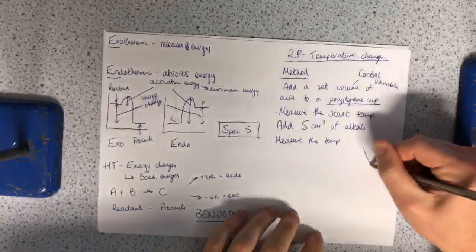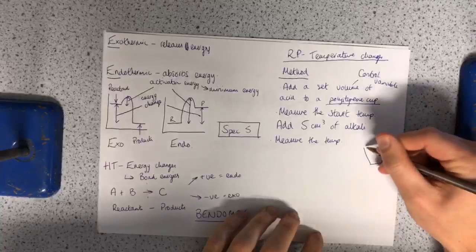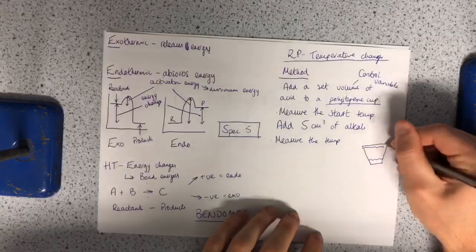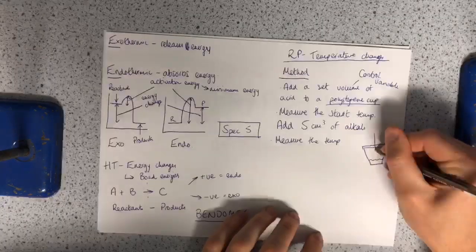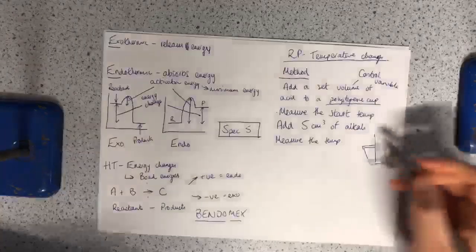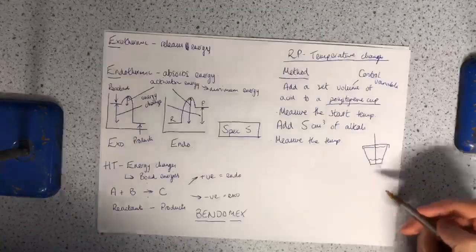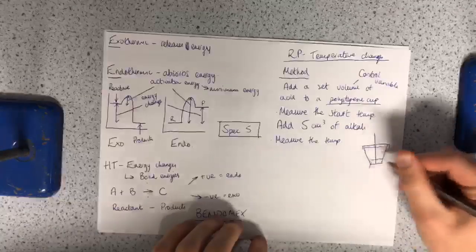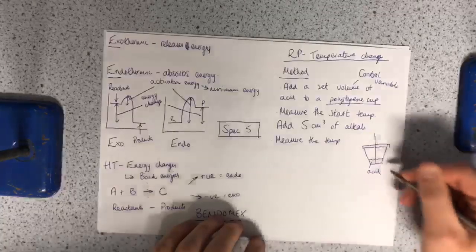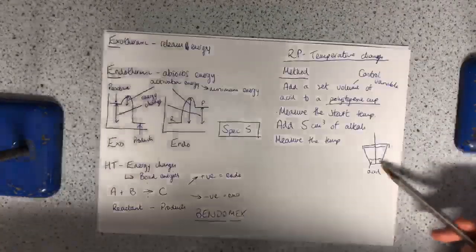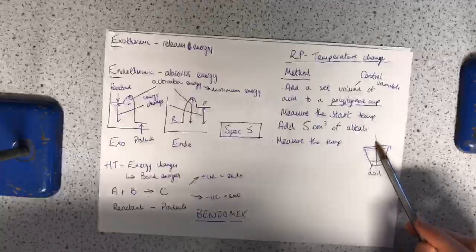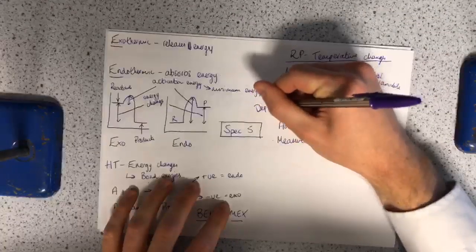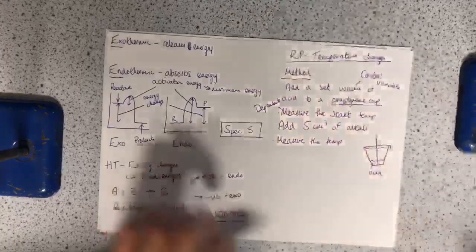In terms of your equipment setup, here's your polystyrene cup. Here you've got your acid inside. On top of it, you always put a lid, and the reason that you should put a lid is to further insulate it, preventing any energy being released from your polystyrene cup. So in here, you'd start off with your acid, which would be your control variable, because you're keeping it constant. You then measure the temperature.